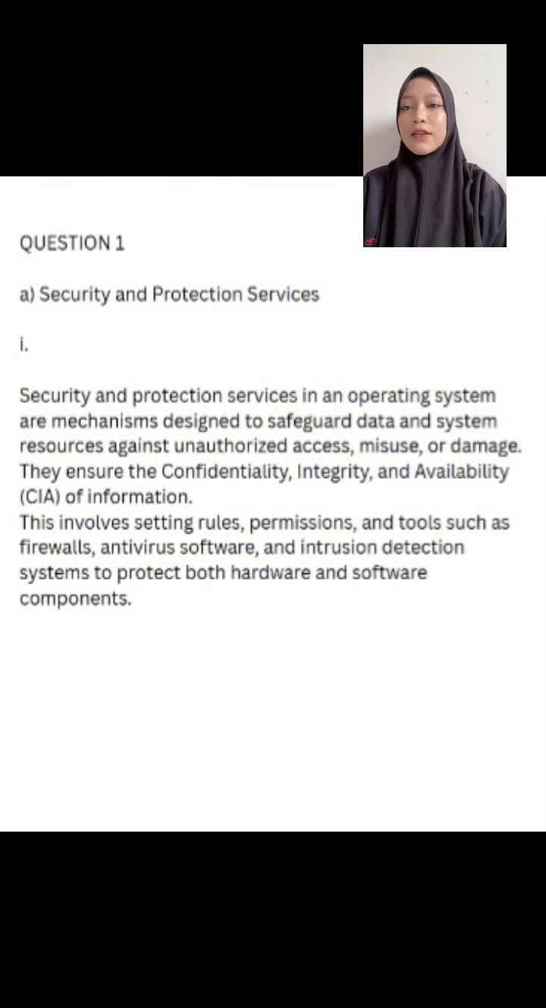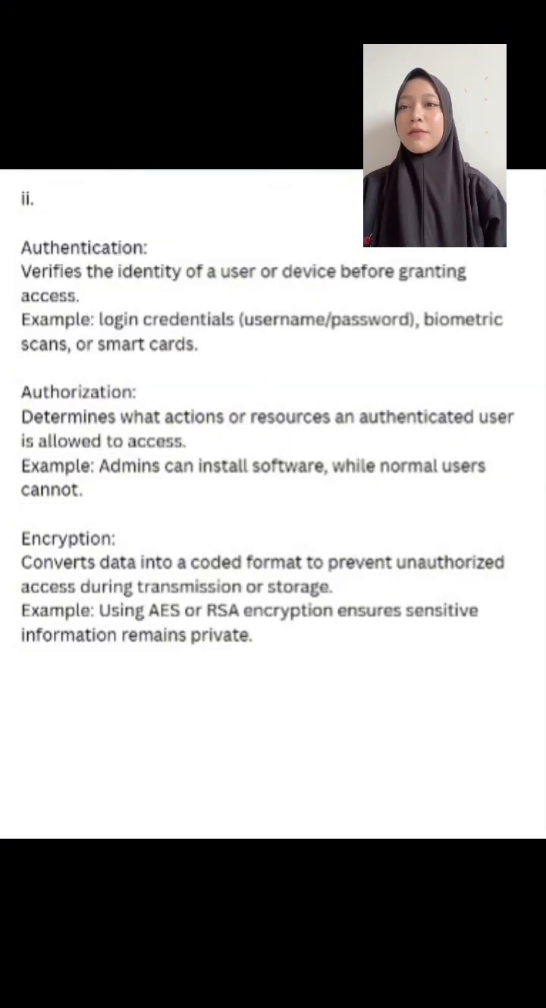This involves setting rules, permissions, and tools such as firewalls, antivirus software, and intrusion detection system to protect both hardware and software components. Question 2. Describe the authentication, authorization, and encryption mechanism that enhance system security. Authentication verifies the identity of a user or device before granting access. For example, login credentials, username or password, biometric scans, or smart cards.